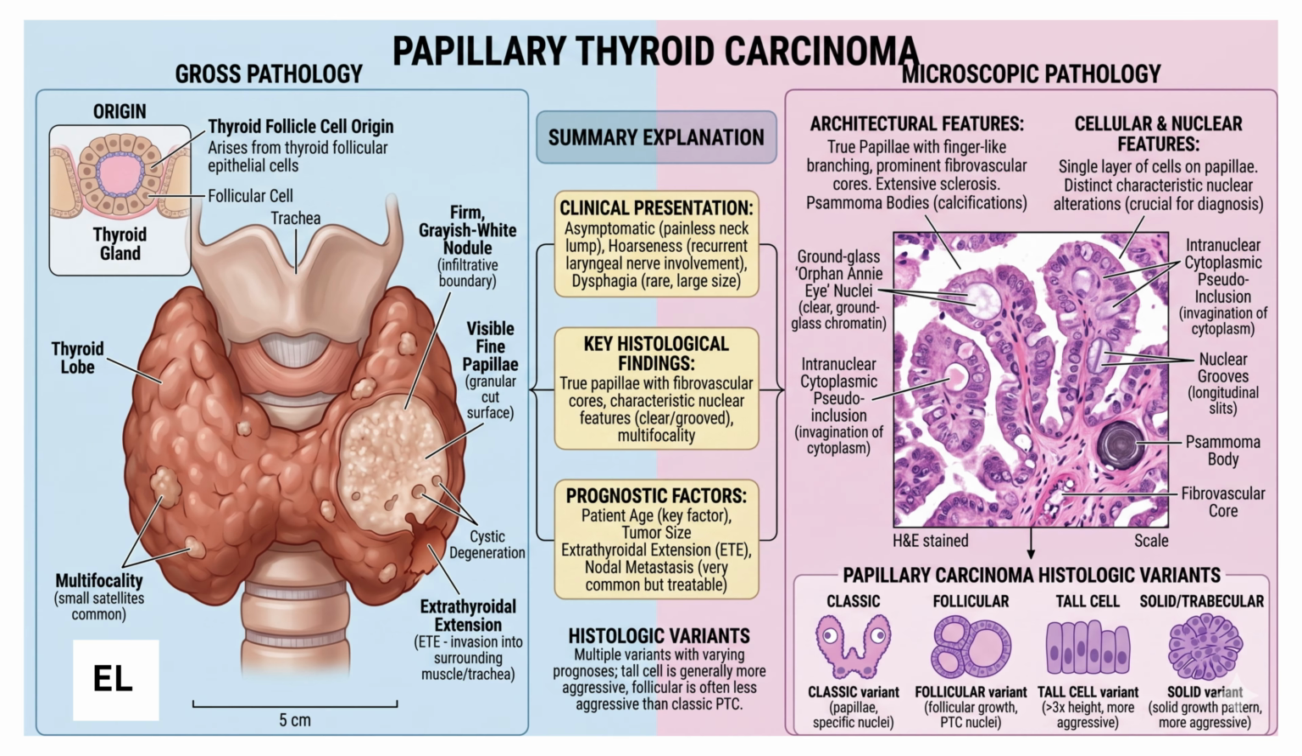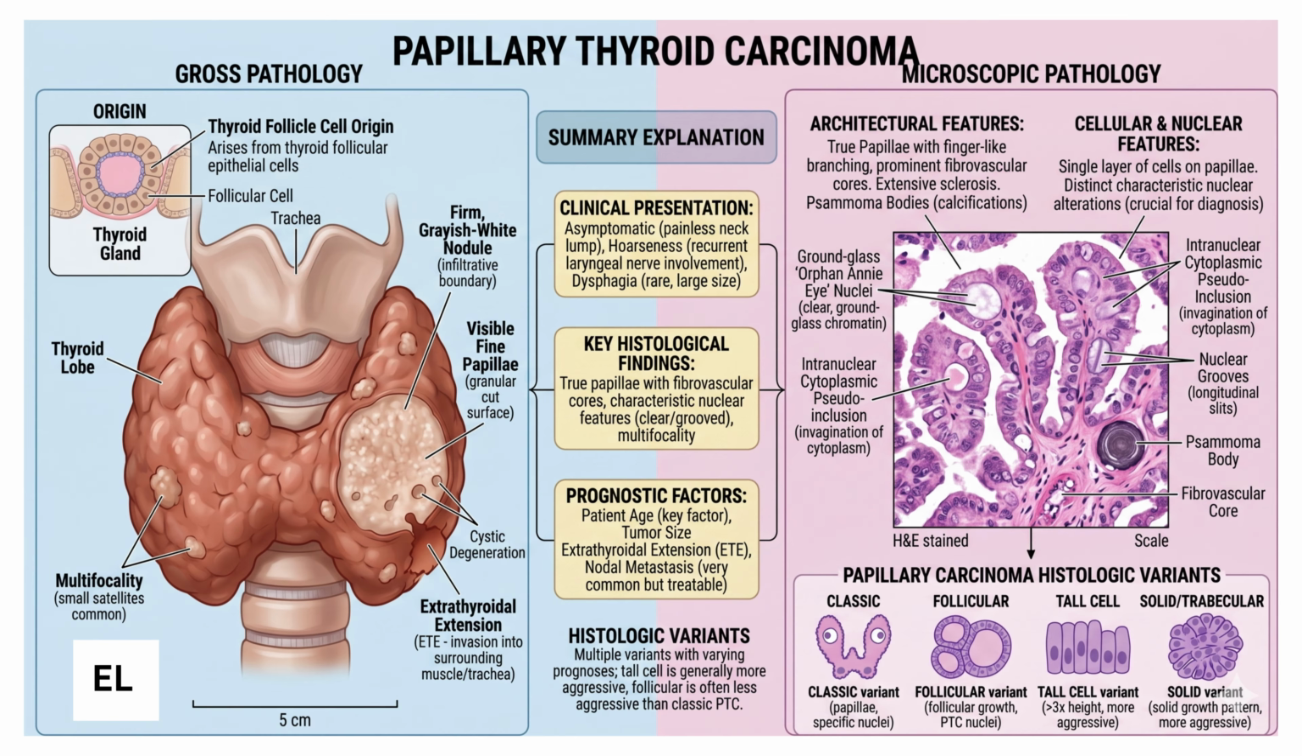Finally, at the bottom, the image summarizes the histologic variants of papillary thyroid carcinoma. The classic variant shows typical papillae and nuclear features. The follicular variant, however, grows in a follicular pattern rather than papillary, but still retains the same nuclear characteristics. This is a common exam trap. The tall cell variant is more aggressive, with cells that are at least 3 times taller than they are wide, indicating a worse prognosis. The solid or trabecular variant also suggests a more aggressive course with a different growth pattern.